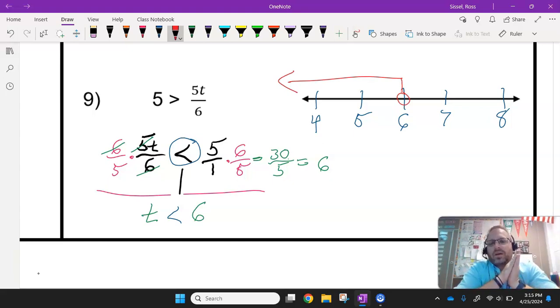Alright, so real quick. What questions do you have with multiplying by the reciprocal? Or are you really getting it?